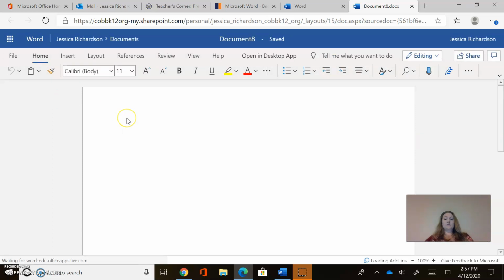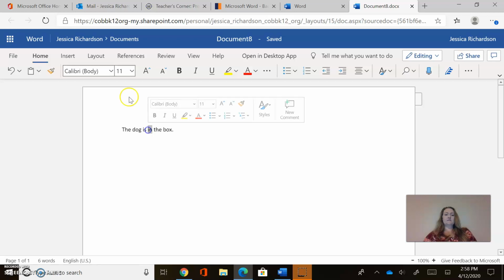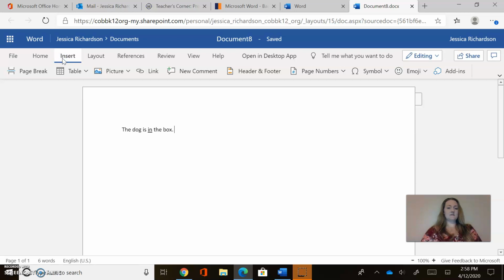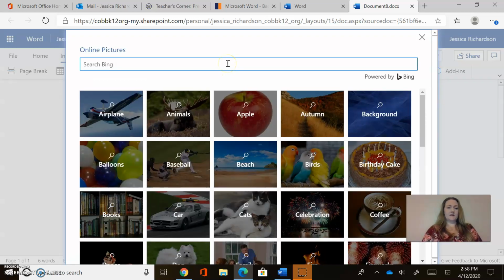and then what you're going to do is type your sentences, like with a preposition, like the dog is in the box. The preposition is the word in. Okay, so I'm going to underline it, and then I'm going to find a picture. So I'm going to go to Insert, and I can go to Picture. I'm going to Bing, and I'm going to put dog in box.